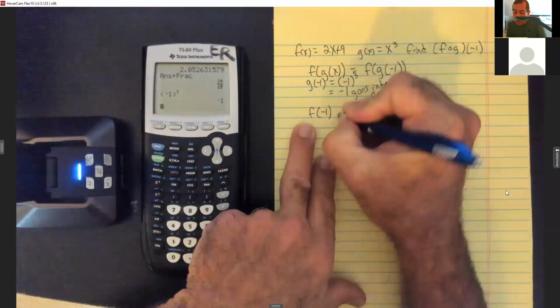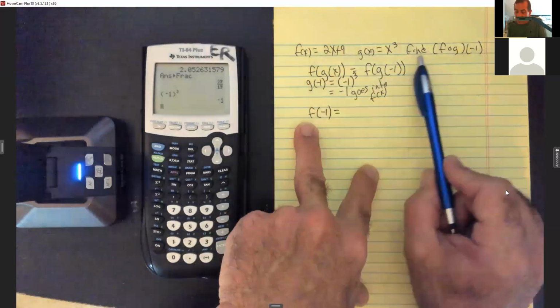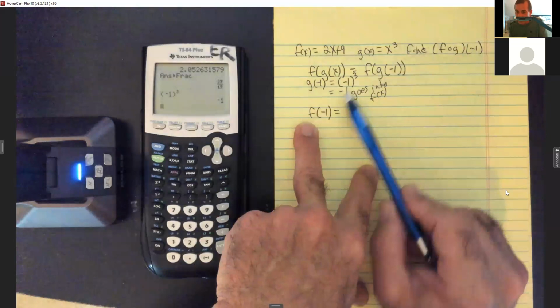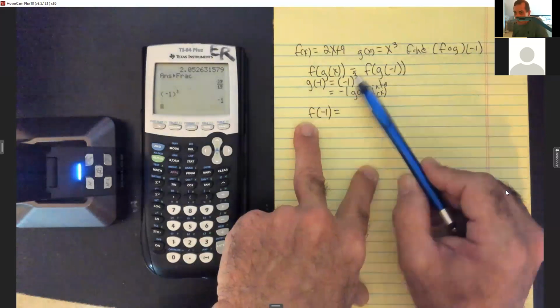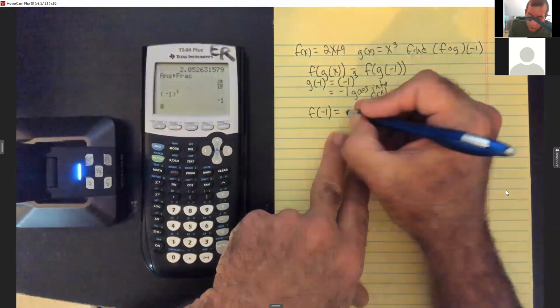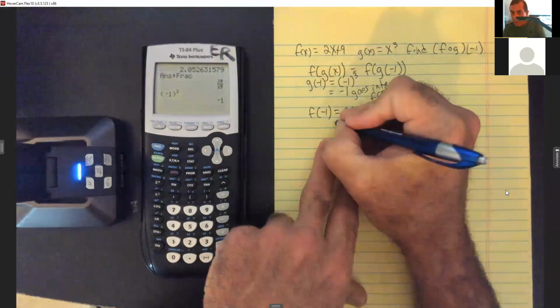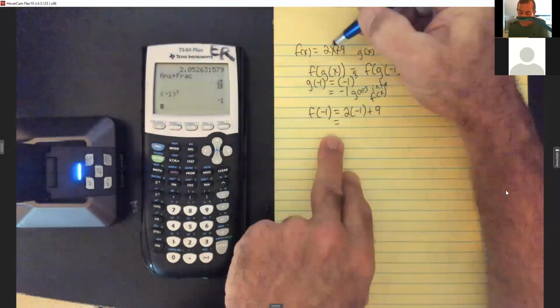Now, they all won't always match. It's just because we had a 1 here. Had that been a negative 2, that would have changed what I was putting into both of them. So f of negative 1 will equal 2 times negative 1 plus 9. So it's got to match the f equation and put the negative 1 in for the x.